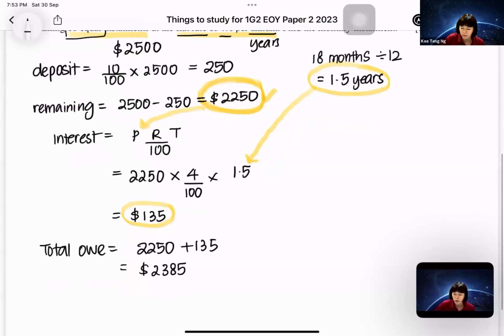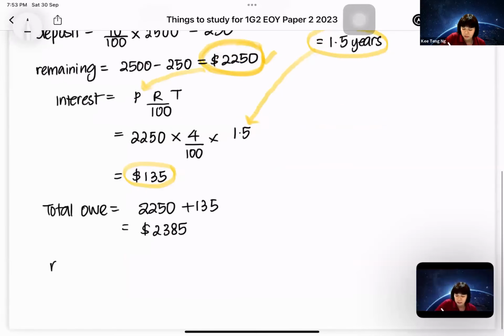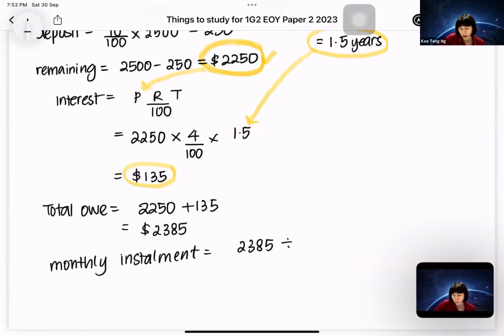So I take this amount, our monthly installments. What do I need to do? I take 2,385 divided by 18. So 18 months, right? 2,385 divided by 18. Money, dollars and cents, 2 decimal places. So $132.50 per month.